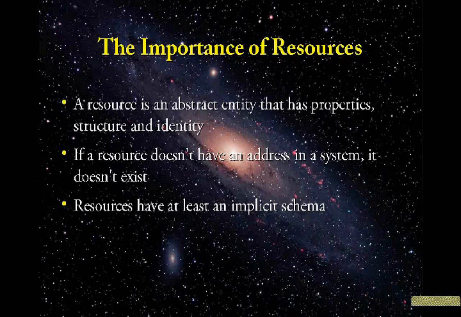The identity basically means that you have some mechanism, usually a URL, that can be used to point to that particular piece. Now, a resource may have more than one identity, but there is at least one identity that is available for working with that resource. As I said before, if a resource doesn't have an address in the system, it doesn't exist. So when you're talking about resources, you're talking about mechanisms or things that are essentially addressable.